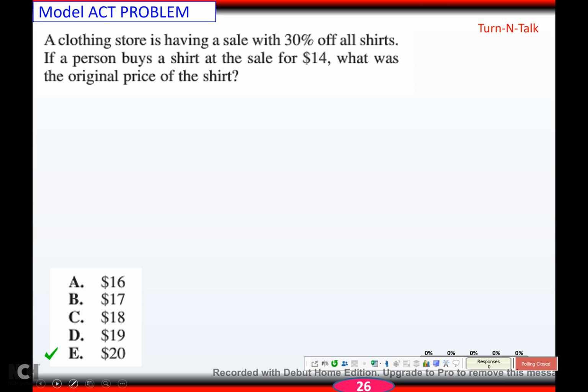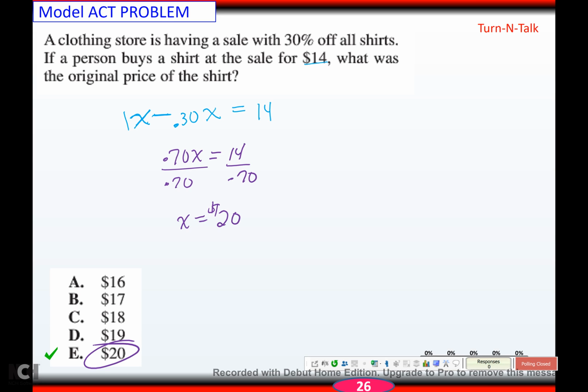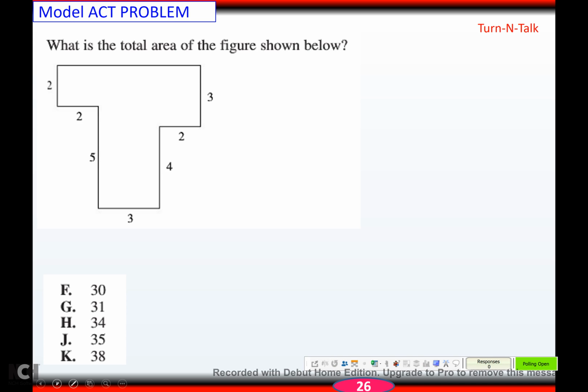Alright, a clothing store is having a sale with 30% off all shirts. If a person buys a shirt at the sale for $14, what was the original price of the shirt? Well, whatever the original price of the shirt was, let's call it x, they didn't pay that. Okay? They paid less than that. They took that price and they took 30% of it off. So 30% of that price would be 0.30x. And you're taking that away from the original price, which was x, and it said that that discounted price was $14. So I have 1x take away 0.30x, which leaves me 0.70x equals 14. Divide by 0.70, and I get x equals 20. So the shirt originally cost $20. With 30% off, I get it for 14. Okay. Alright, try this one. Hit pause. Come back when you're ready.